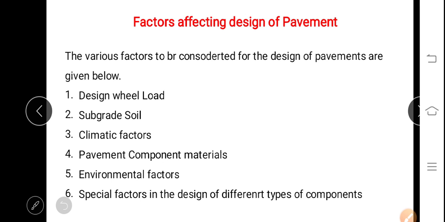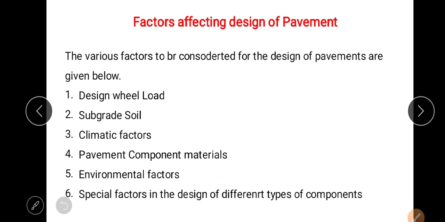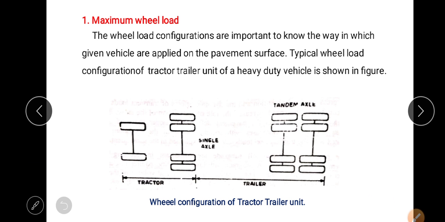In the last class we have seen many things on flexible pavement. Today we will see certain additional information about flexible pavement, like maximum wheel load. We have seen everything, but the wheel load configurations are important to know, the way in which a given vehicle's loads are applied on the pavement surface.